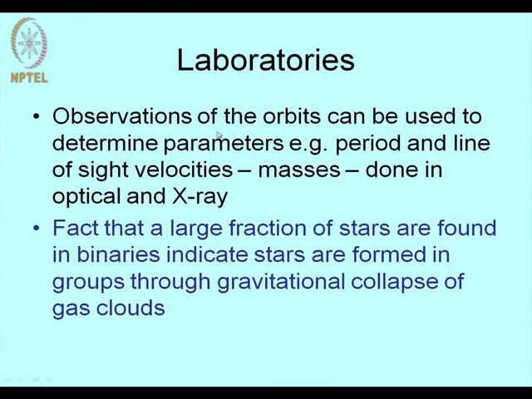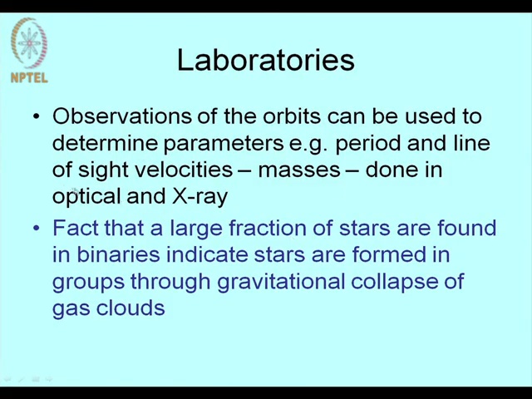observations of the orbits can be used to determine parameters of the stars. If you have an isolated star, for example, it is extremely difficult, if not impossible, to determine the mass of the star. For example, the mass of the sun can be determined from the period of the Earth's orbit using Kepler's laws. We know that the period and the orbital semi major axis are related through the mass. So, if you can measure the period and the semi major axis, you can determine the mass.